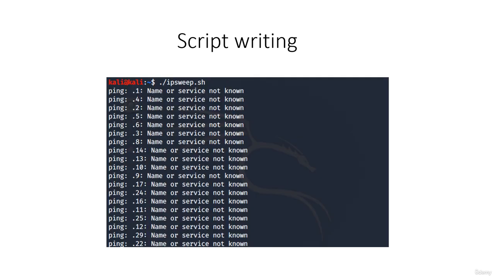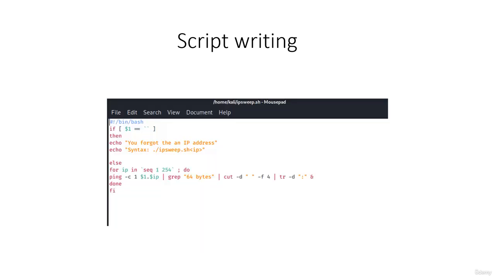Before we continue, I just wanted to improve the script a little bit, so I did some things. If we don't enter an input, then it will produce a list of errors. So if we don't have $1 as user input, then it will echo the error message. However, if we have an input, then it will run the second part of the code.